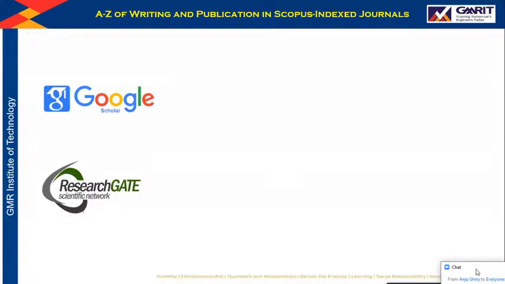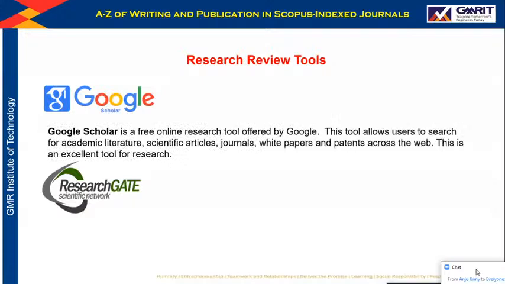I have identified two important online sources to review the research that has happened related to our topic, whatever we choose. The first one is Google Scholar. This is one of the prominent research reviewing sources provided by Google. It's a free online research tool offered by Google, as you all know. This tool allows users to see lots of material and publications in academics: scientific articles, journals, white papers, that means policies and regulations about procedures in research and academics, and patents across the web. An excellent tool for research, as you all know. I'm going to demonstrate a bit about this.